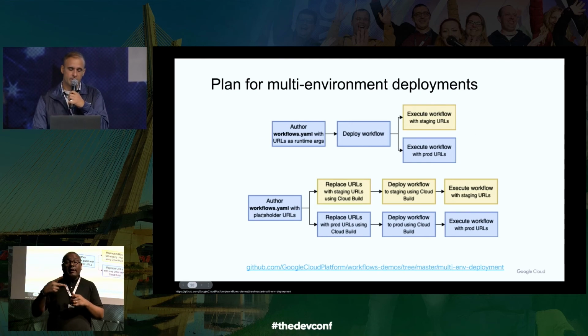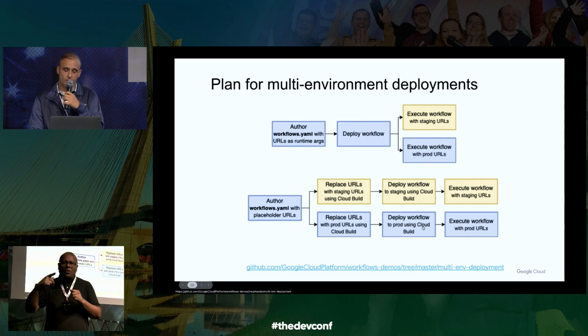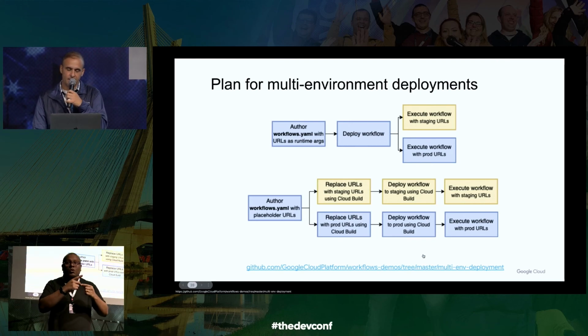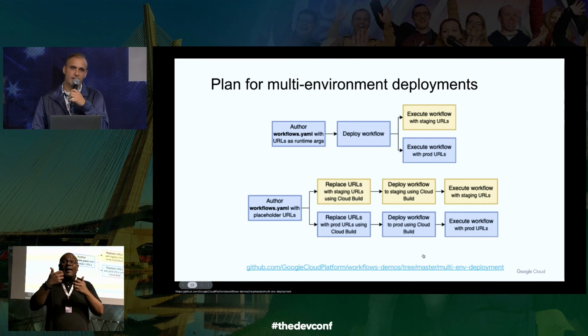And the second approach is you can have your workflow with placeholder URLs, and then you can have something that replaces those URLs. So you can use either Cloud Build or something like Terraform that replaces the URLs for staging, replaces the URLs for prod, deploy these as separate workflows, and then execute the workflow in staging or production. And there are pros and cons of each approach. So if you go to this link, I explain how to set this up and also what the pros and cons are for each approach.